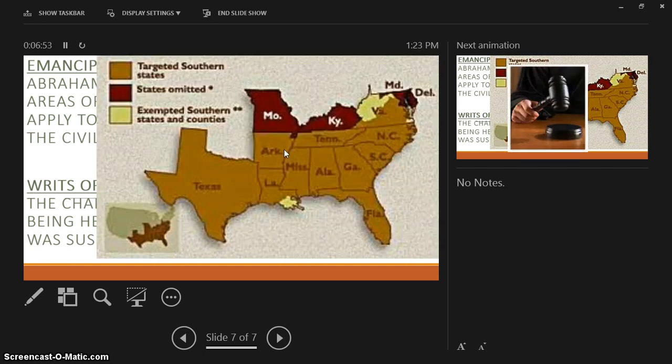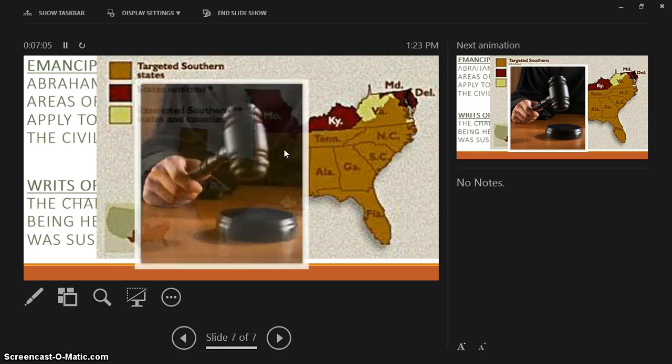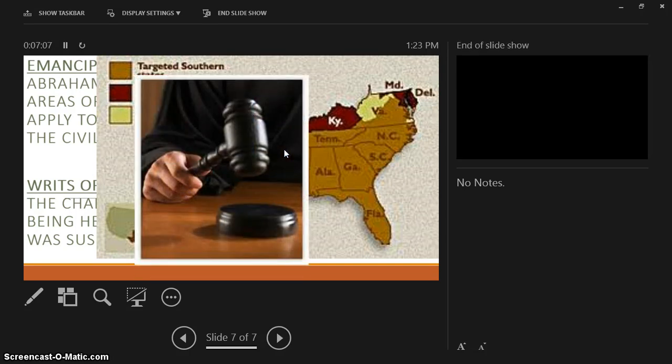Right here we have a map. This shows with the Emancipation Proclamation, it only affected those southern states, Tennessee, Texas, South Carolina. It didn't affect the border states, Delaware and Maryland. Really, really smart. And once again, writs of habeas corpus, right to a speedy trial. In times of war, man, certain rights get suspended.